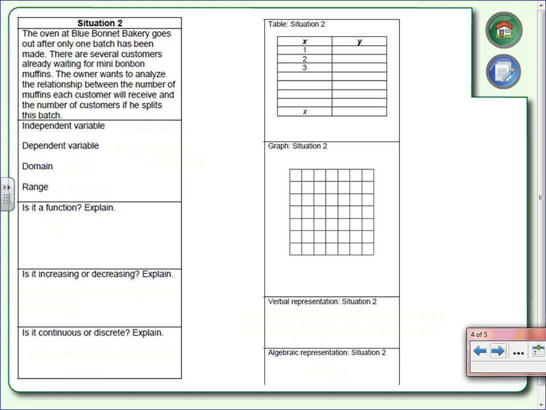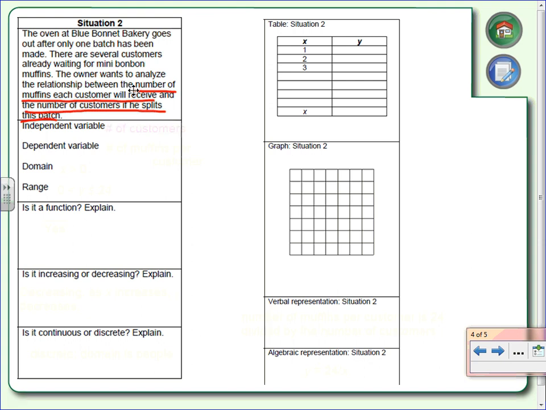That's it. 24 muffins. Now it says here that there are several customers already waiting for those muffins. The owner wants to analyze the relationship between the number of muffins each customer will receive and the number of customers if he splits this batch. Okay? So again, we're analyzing the relationship between the number of muffins each customer is going to receive and the number of customers that split this batch.